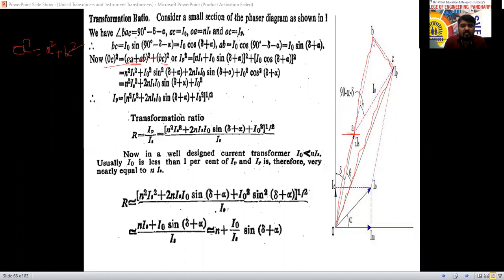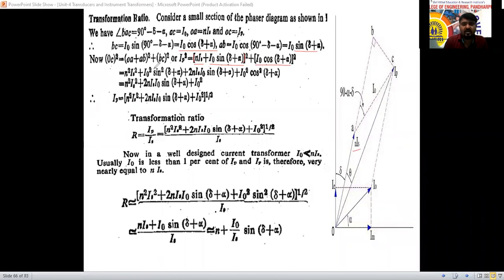To substitute. What do you mean by OA? OA is nothing but what? NIS here. I have substituted NIS. AB is nothing but what? Here the AB is there. That is I naught sine delta. You substitute here I naught sine delta. And this whole square you write down. Plus, you write plus symbol here. BC square is there. What do you mean by BC? BC is equal to I naught cos delta plus alpha, whole square.